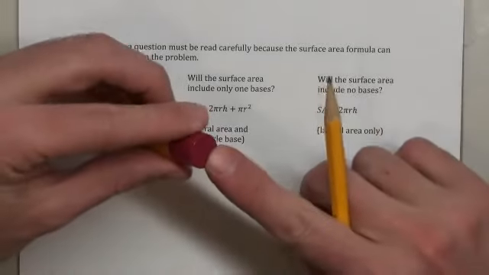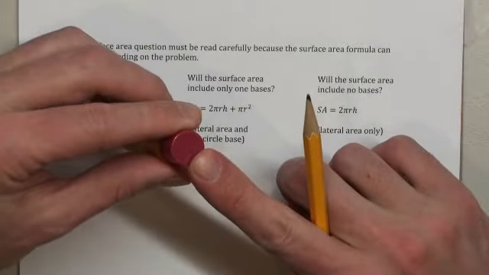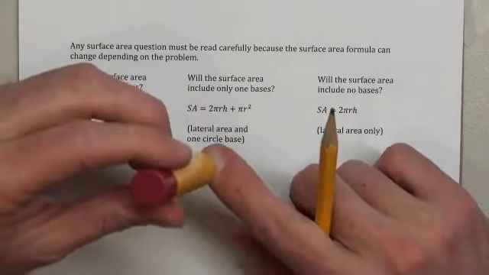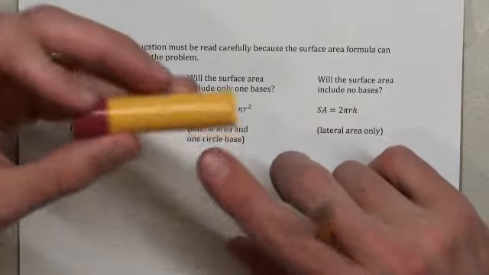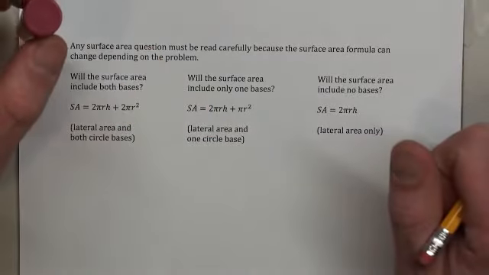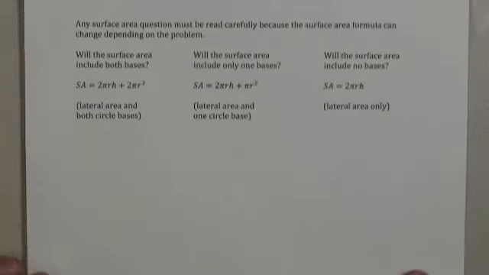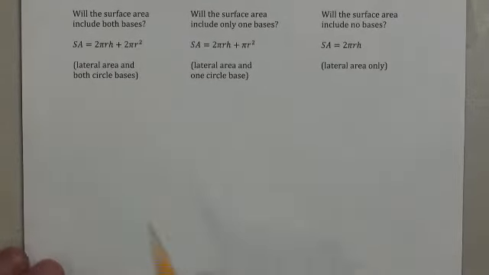They'll tell you, oh, it's an open top can, or it's a can with no bottom and no top, or it's a can with a top and a bottom. So they have to tell you that. Okay? So now let's just draw a picture, a quick picture of each one of these underneath it.